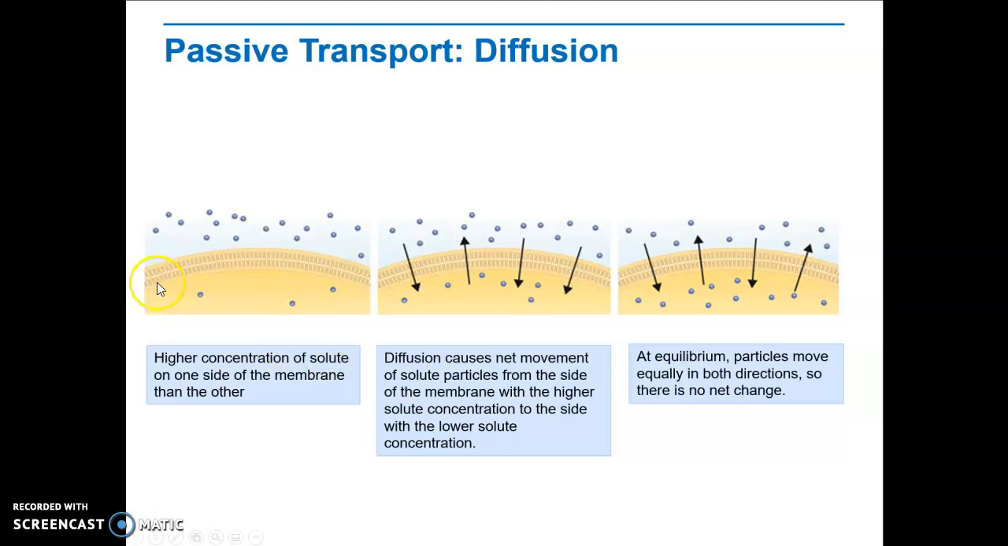So if you think about this cell membrane right here, these solutes are small. There are some solutes, and I can't figure out how to write because my computer's being weird, I'm sorry.